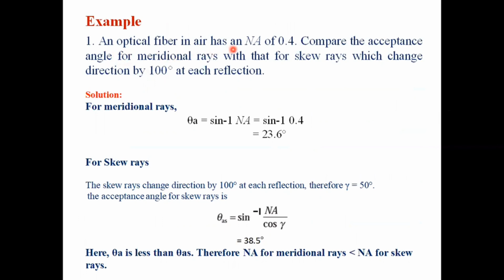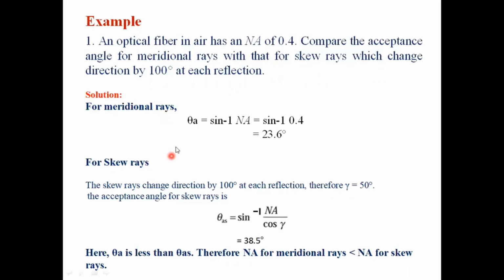An optical fiber in air has a numerical aperture of 0.4. Compare the acceptance angle of meridional rays with that for skew rays that change direction by 100 degrees at each reflection. It is very important here: 100 degrees at each reflection. So each reflection is denoted by 2 gamma, total 100 degrees, so each gamma will be 50 degrees. Based on that concept, we can go for the solution for the problem.